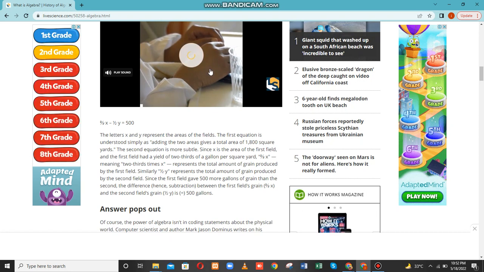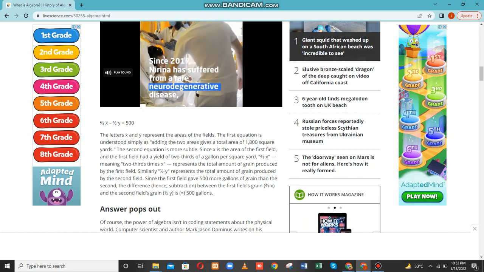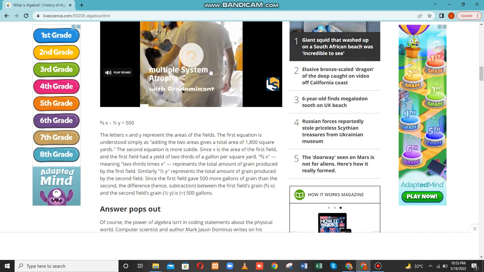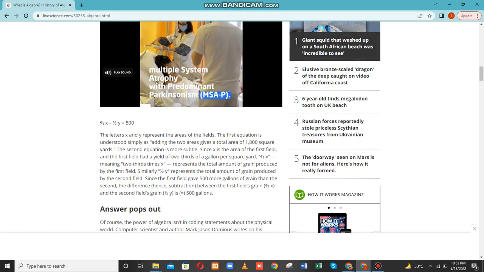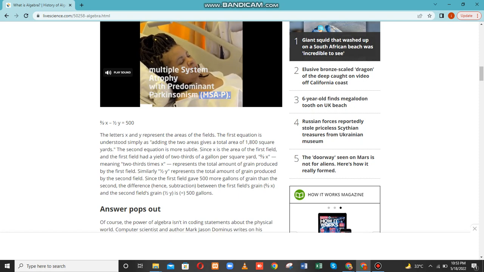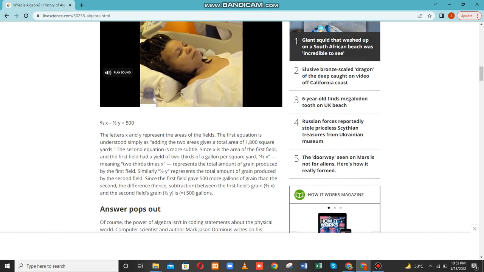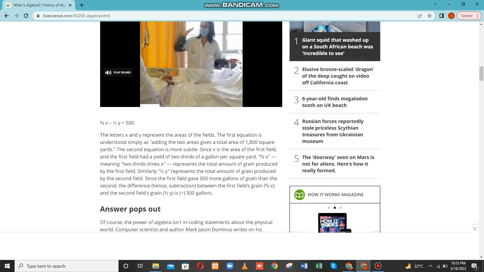Since x is the area of the first field, and the first field had a yield of 2/3 of a gallon per square yard, 2/3 x, meaning 2/3 times x, represents the total amount of grain produced by the first field. Similarly, 1/2 y represents the total amount of grain produced by the second field. Since the first field gave 500 more gallons of grain than the second, the difference between the first field's grain, 2/3 x, and the second field's grain, 1/2 y, is equal to 500 gallons.